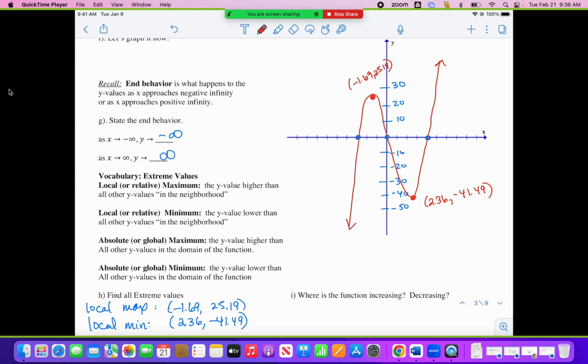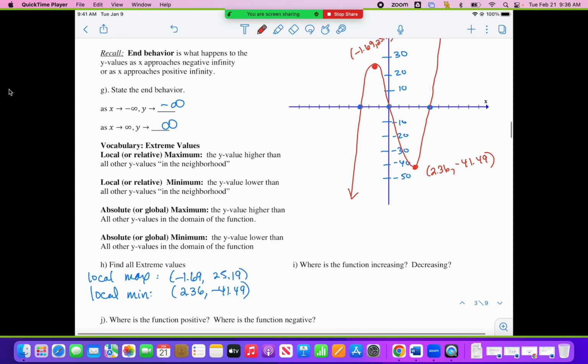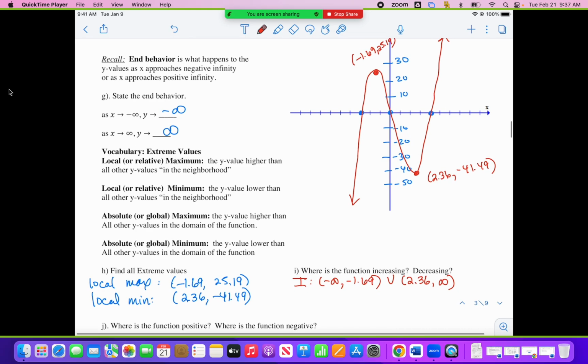So the way we describe increasing is with x values. So this graph is increasing, I'm just going to use capital I, from negative infinity to negative 1.69, union 2.36 to positive infinity. And the infinity is not the up. The infinity is to the right. My negative infinity is not below. This is left, okay? So I'm using the x values.